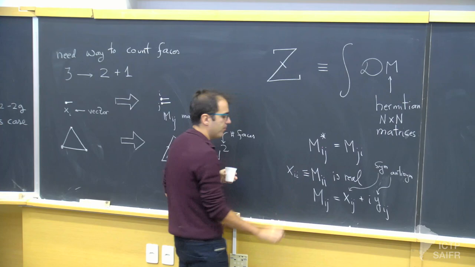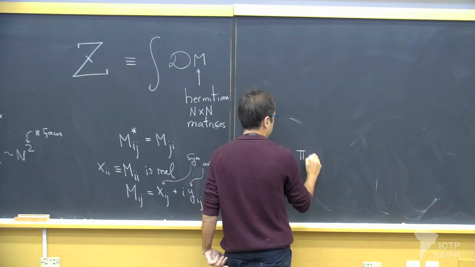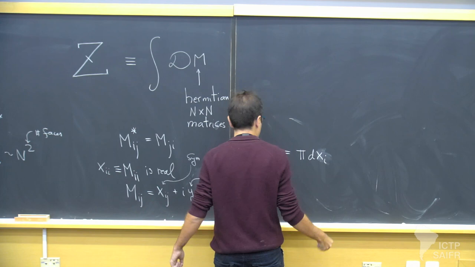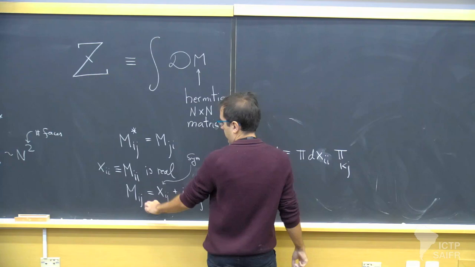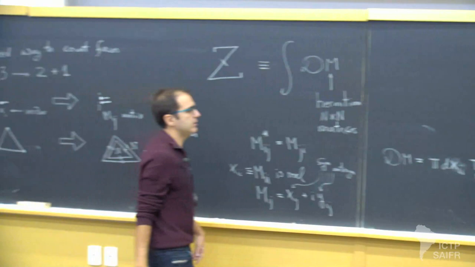Then this funny dM is just integration over these. It is the product of dM_ii, which we said is dx_ii, times the product over i smaller than j, because 1,3 and 3,1 are the same, so there's no point in duplicating: dx_ij, dy_ij. So that's very explicitly what this means.